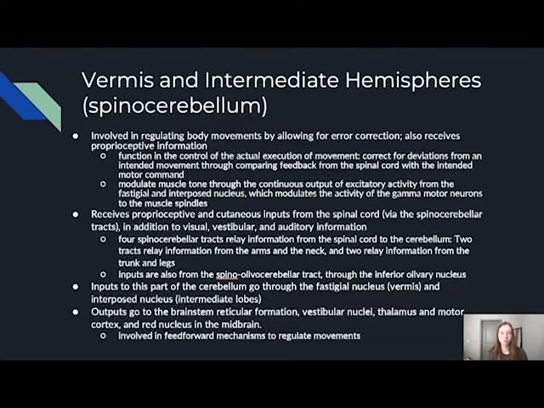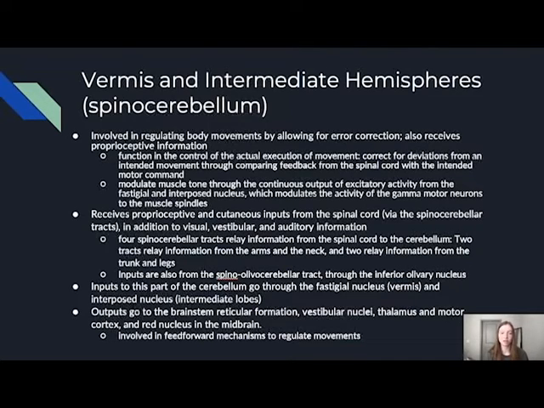So there are 4 spinocerebellar tracts that relay information from the spinal cord to the cerebellum. We have 2 that relay information from the arms and the neck, and 2 that relay information from the trunk and the legs. And then there are also inputs from the spino-olivocerebellar tract, which go through the inferior olivary nucleus.